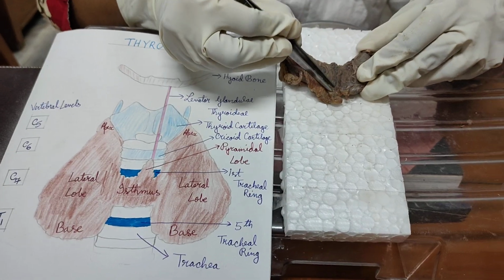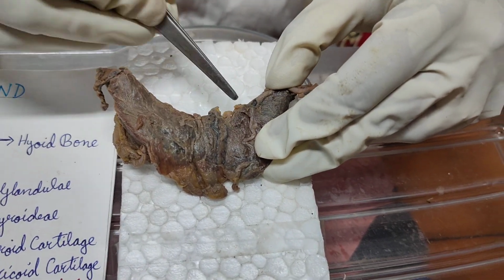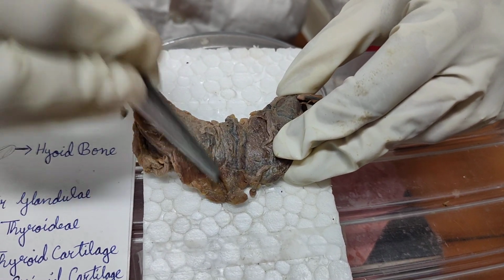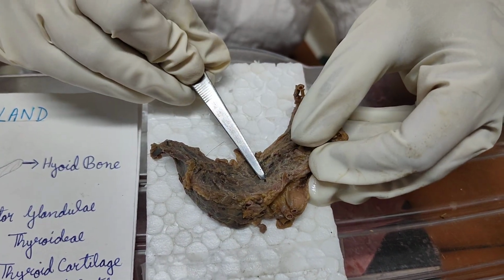Coming to the isthmus part, it consists of two borders, the upper or superior border, lower or inferior border, anterior surface and posterior surface.